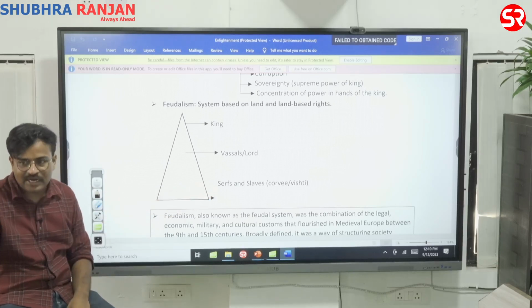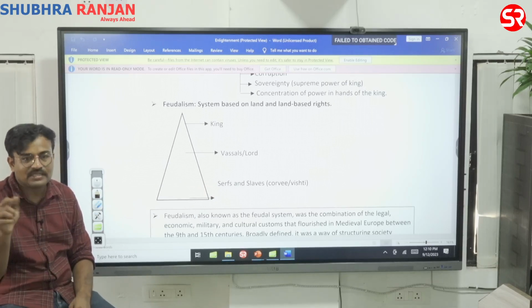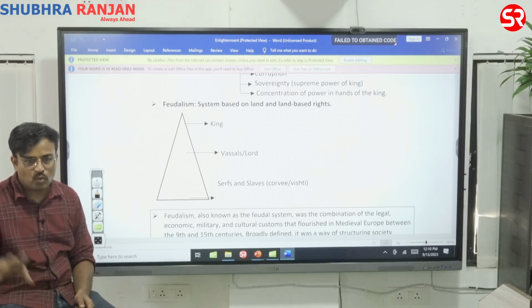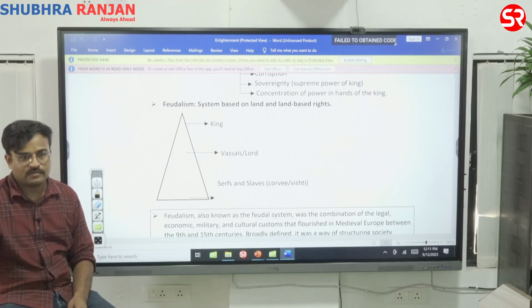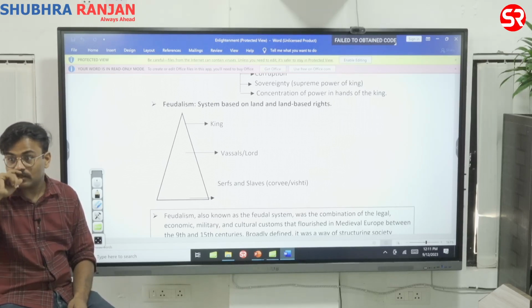Serfs and slaves, it is given. You cut that and you write semi. Serf is a semi-slave. Semi-slave means half slave, not full slave. Full slave means you should own the person, sir. But here you are not owning the person, you are owning the land, and through land you are controlling the person. Do you understand? Yes.